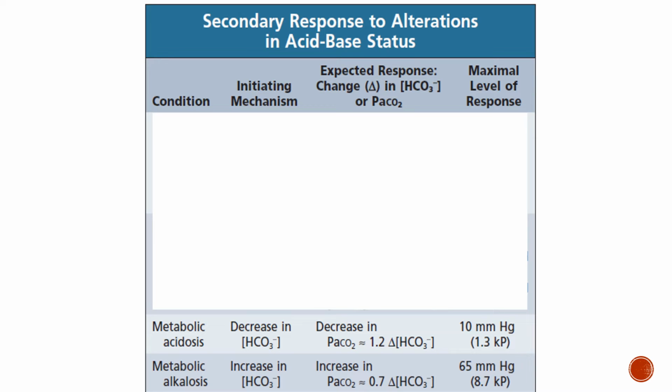How can we calculate the amount of reduction in CO2? By this equation. The decrease in CO2 or delta CO2 equals 1.2 by delta bicarbonate, and we will have examples to know how to calculate this. Regarding metabolic alkalosis, the initiating mechanism is increase in bicarbonate, and the expected pulmonary response is increase in CO2. What is the amount of increase? It equals 0.7 by delta bicarbonate. Okay, so don't forget this table for compensation, very important.